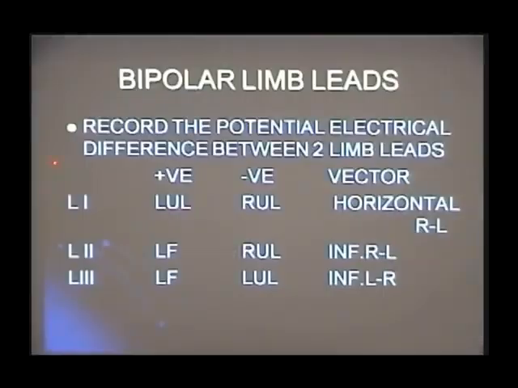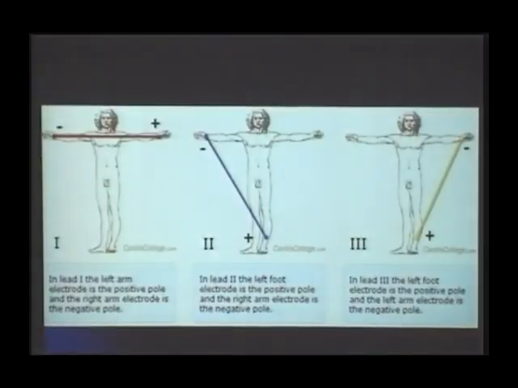Now we go to the unipolar leads. As I told you, here is the bipolar lead summary. Lead 1: positive pole is left upper limb, negative pole is right upper limb, horizontal vector from right to left. Lead 2: left foot is positive, right upper limb is negative, so inferior, right to left. Lead 3: left foot is positive, left upper limb is negative, so inferior towards the right side. So horizontal, inferior and to the left, and inferior and towards the right: lead 1, lead 2 and lead 3.